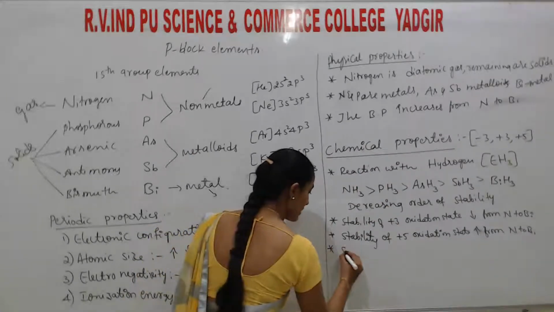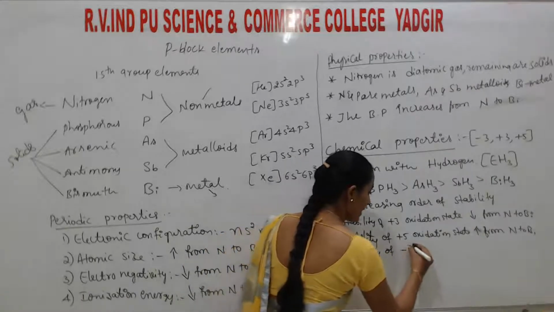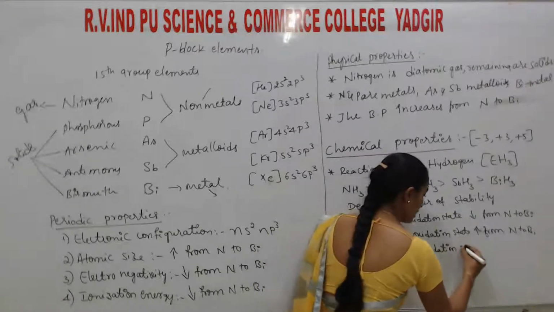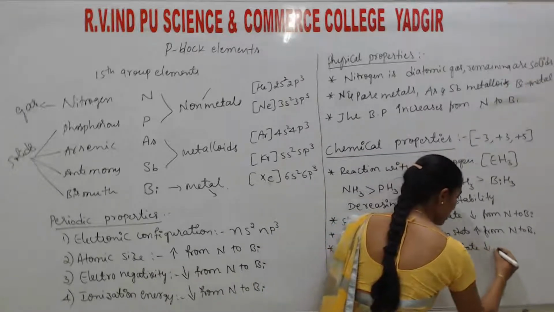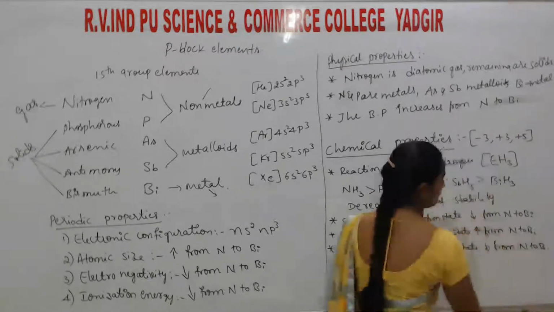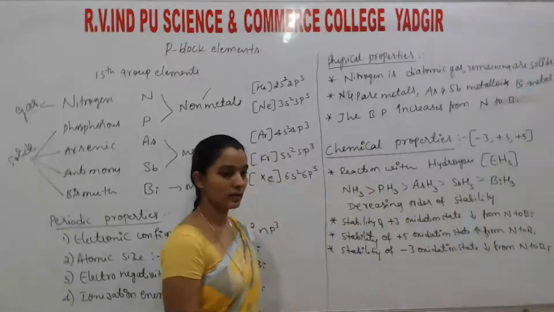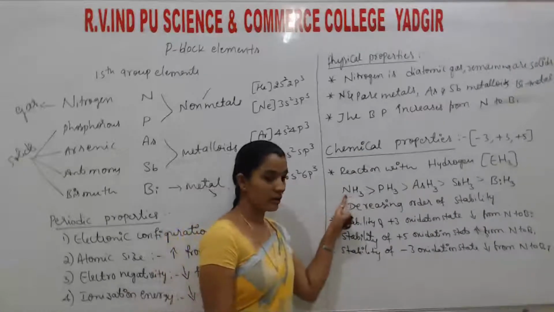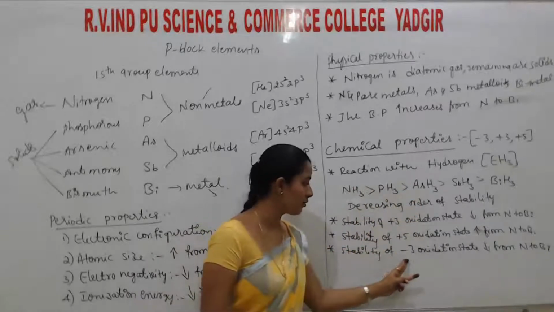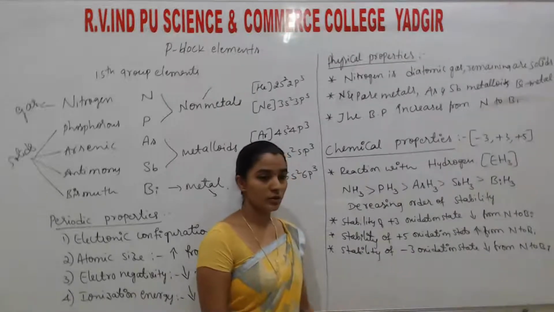And the last one is the stability of the -3 oxidation state. The stability decreases from nitrogen to bismuth. The -3 also decreases, the +3 also decreases. You know, here I wrote stability: NH3 is greater than PH3, greater than AsH3. That means the stability of the -3 oxidation state decreases from nitrogen to bismuth.